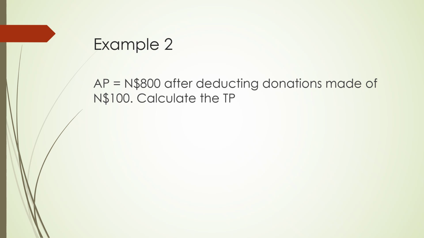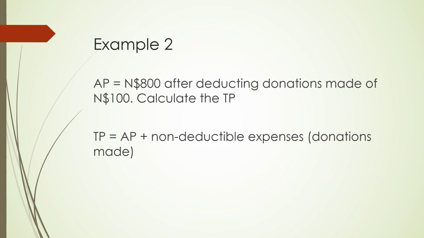So the taxable profit in this instance will be the accounting profit plus non-deductible expenses. In this instance, the donations made. So in Namibia, the donations made will not be allowed as a deduction for income tax purposes of a company. Therefore, the taxable profit will be the accounting profit of 800 plus the 100 non-deductible expenses of the donations. Therefore, in total, the taxable profit will be 900.